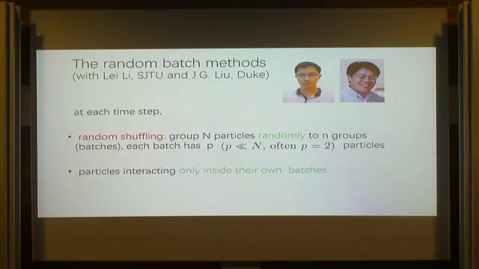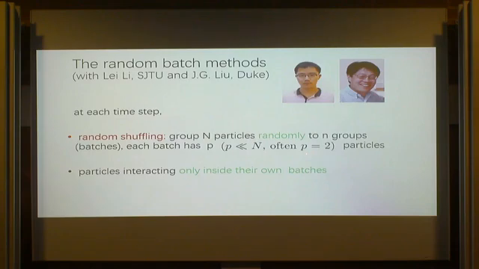So this algorithm, just a two-line algorithm, is very simple. At every time step, we first discretize time and pick a time step. We have these N particles, from particle 1 to particle N. We do a random reshuffling of these indices, and then we divide these particles into little n groups, each group has p particles. And this p is much less than capital N.